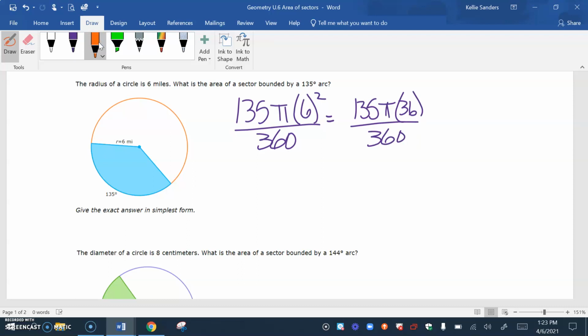I'm sitting in the dark right now at work because they're working on our electricity. And I can't actually see my calculator, so I'm going to be doing this by hand.